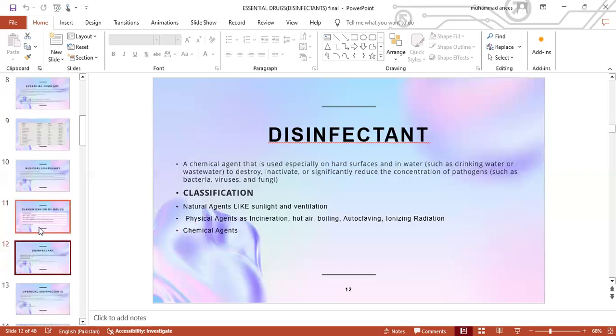A chemical agent that is used especially on hard surfaces and in water, such as drinking water or wastewater, to destroy, inactivate, or significantly reduce the concentration of pathogens, such as bacteria, viruses, or fungi, is known as a disinfectant. Moving on to the classification of disinfectants, these can be natural agents like sunlight and ventilation, air, physical agents like incineration, hot air, boiling, autoclaving, ionizing radiations, and chemical agents.